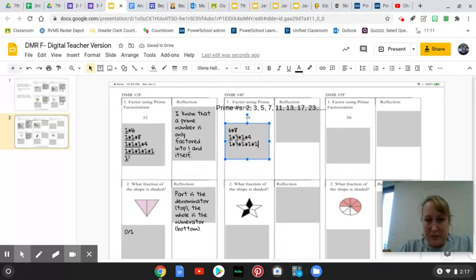Split means factor. At this point, I'm done, but I'm going to rearrange it so that all of my 2's are together. I have 1, 2, 3, 4 2's, so 2 times 2 times 2 times 2, and then I have 1, 3, times 3.